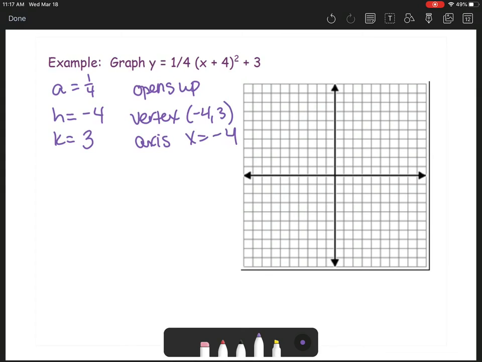Graph it. Axis of symmetry. Rulers make that nice, but I don't have one. 1, 2, 3. This is going to open upwards, and we can use our 1, 3, 5 rule again. So I'm going to go right 1 up 1/4, estimating that. Right 1 up 3/4. Right 1 up 5/4. And if you really want, you could continue. Those are enough for me.